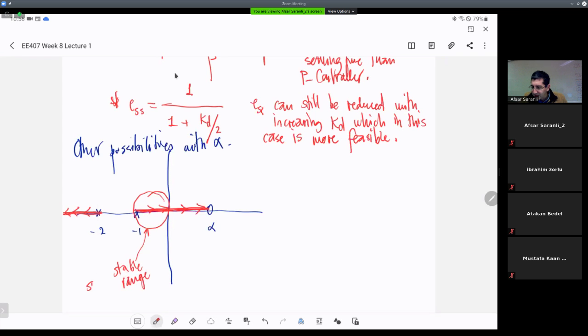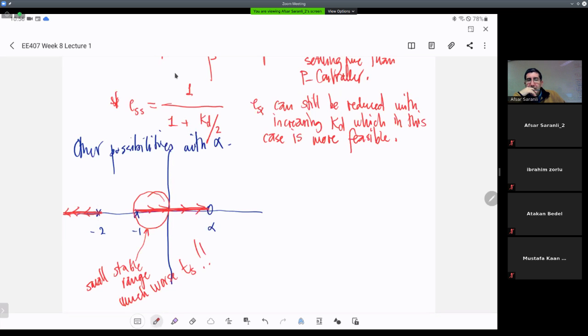Or we can say small stable range. Much worse TS. Why? Because the dominant pole is very near the j omega axis, so you will have a very slow exponential function. Okay, so it doesn't really make too much sense to have a positive alpha.